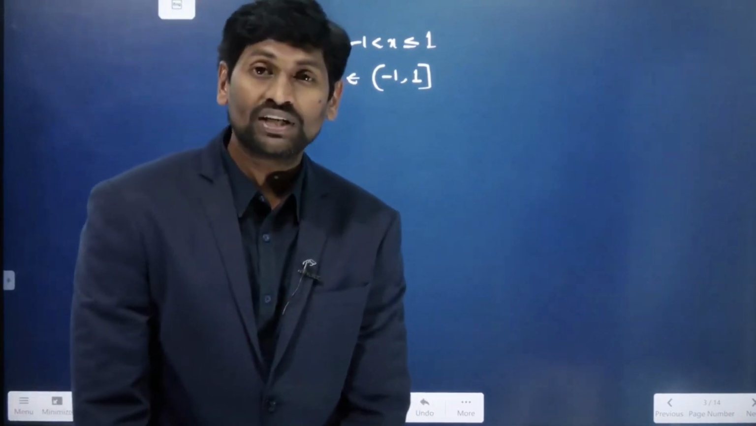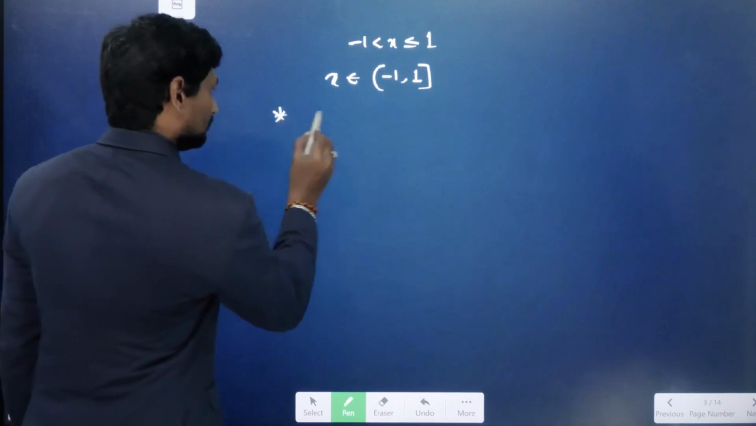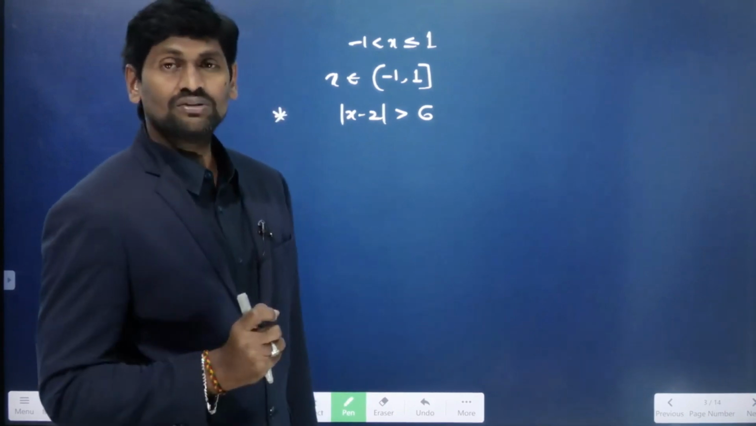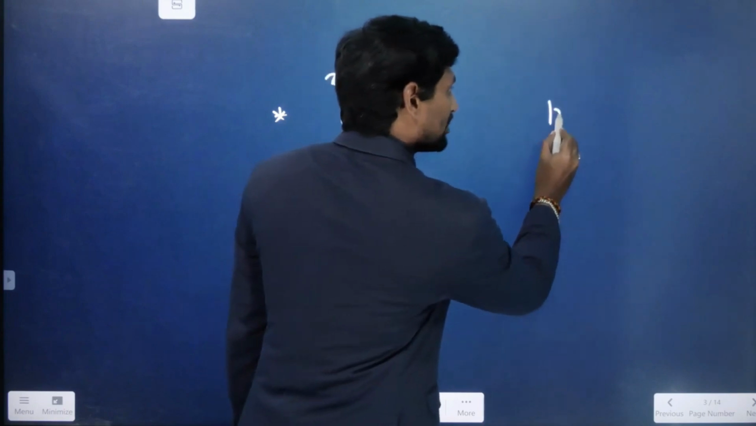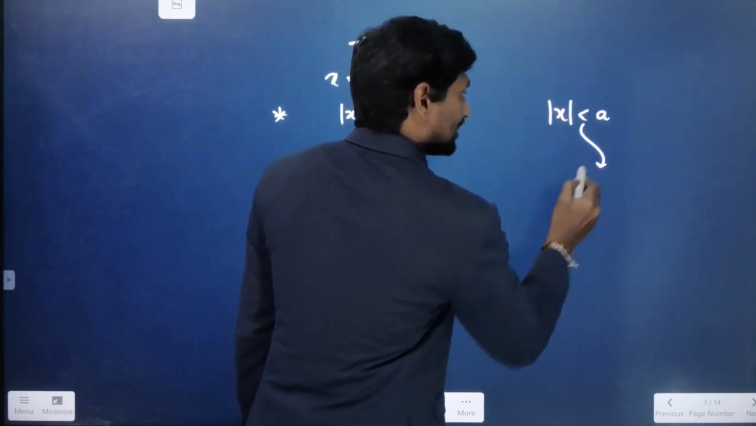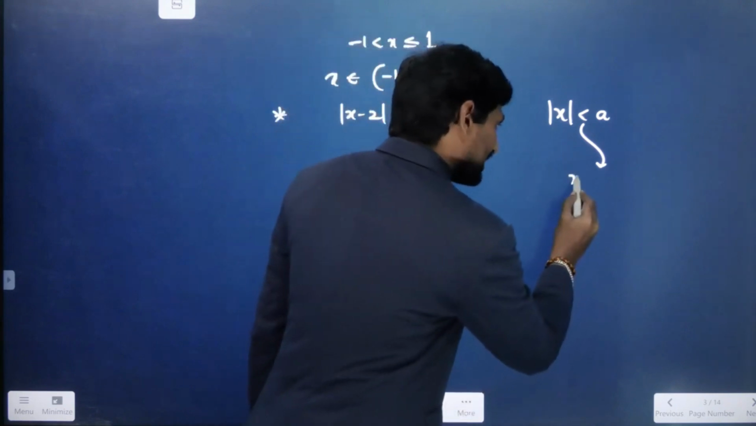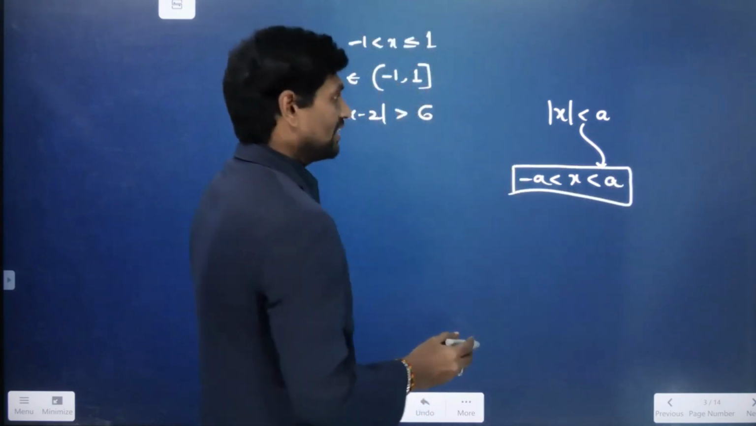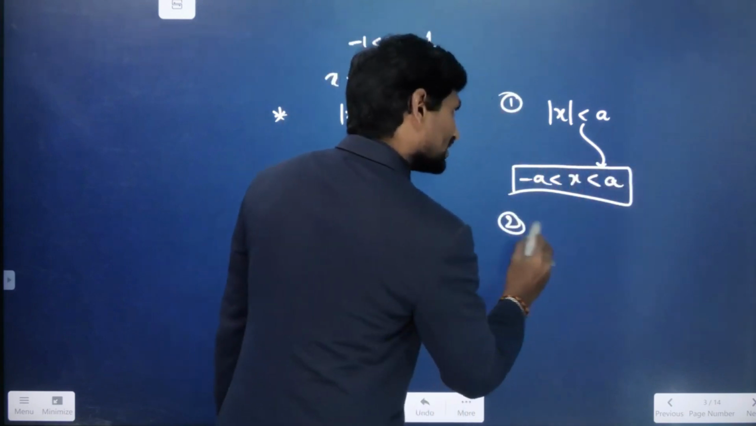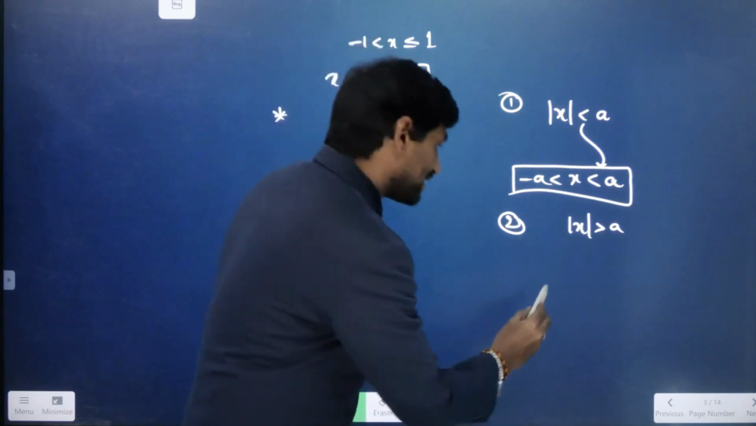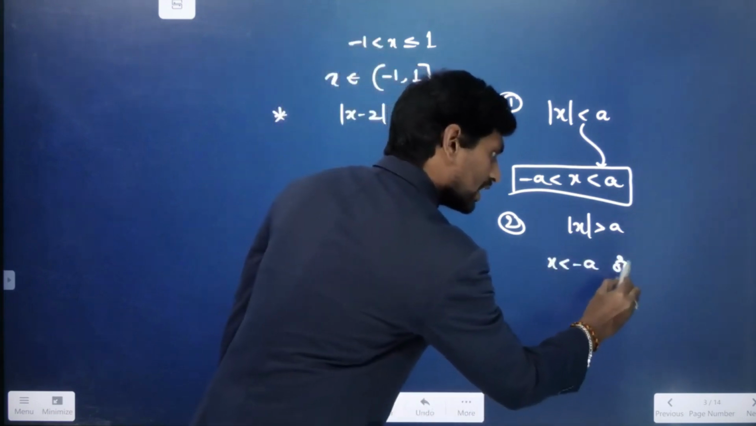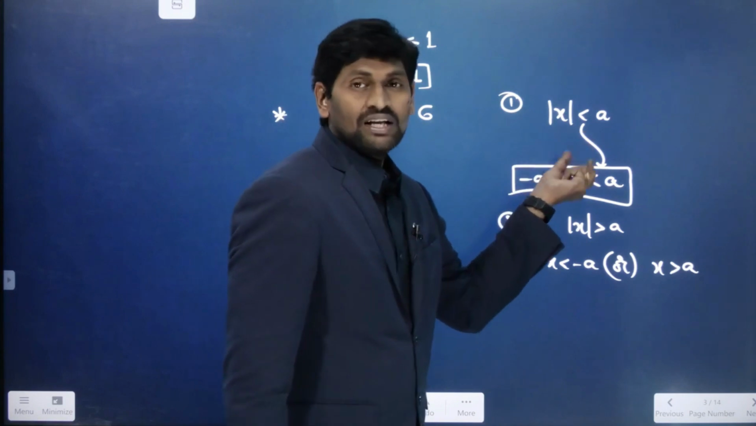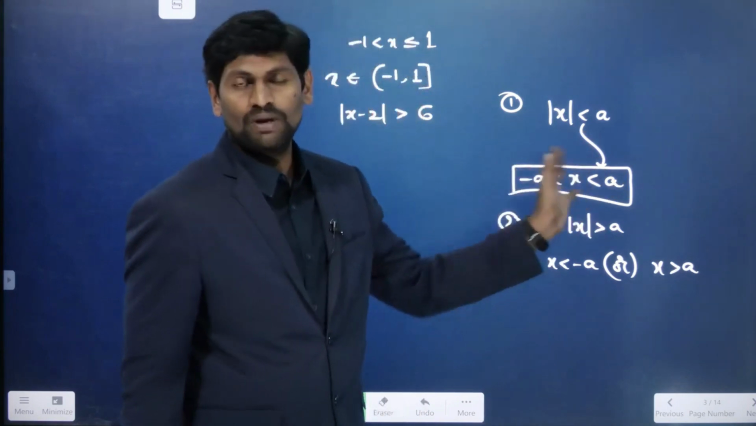Next, let us find out the modulus of x minus 2 is greater than 6. We have discussed the conditions of modulus value for inequalities. Whenever the modulus of x is less than a, the solution of x lies between minus a and plus a. This is the first condition. If the modulus of x is greater than a, then x is less than minus a or x is greater than a. That means whenever you see the less than symbol, the x value will be between the roots minus a and plus a.